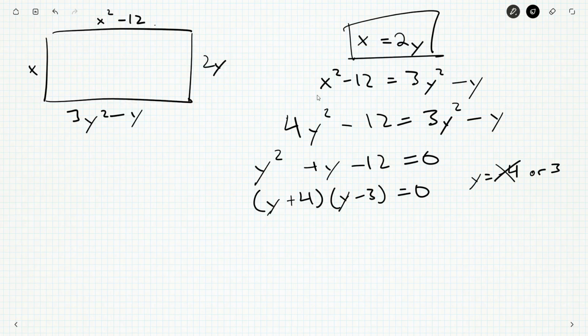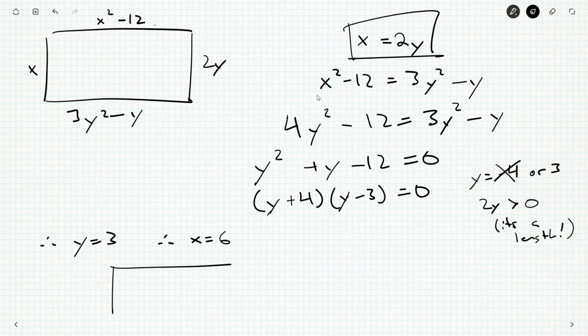y is not negative 4, since 2y is a length. So y is going to be 3, x is going to be 6, but we don't need these numbers. Well, I mean, we do need them, but they're not our final answer. Our rectangle now must look like 6, and then 6 squared minus 12, so 36 minus 12, so 24. We can just do a double check. 3 times 9 is 27, minus 3 is also 24. So the area is 6 times 24.